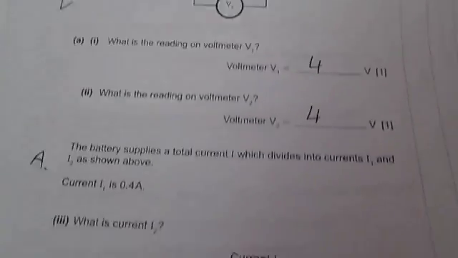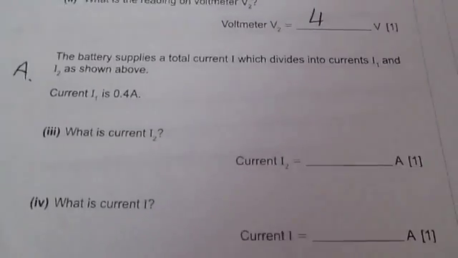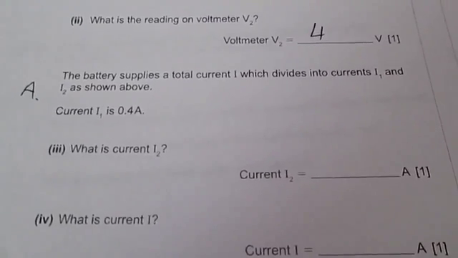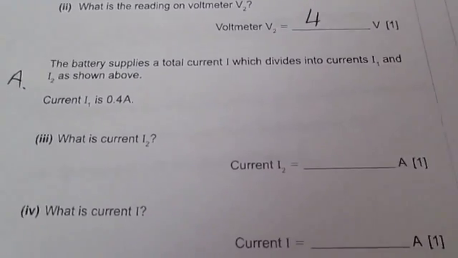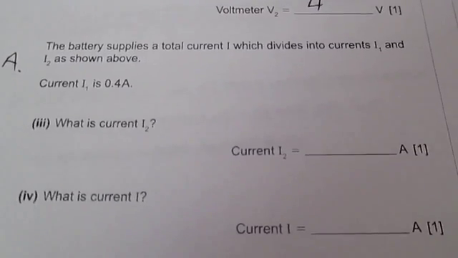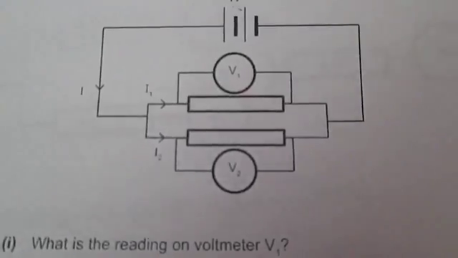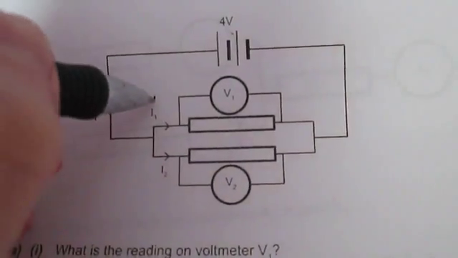Okay, in parallel. So in a battery, the battery supplies a total current of I, which divides into currents I1 and I2 as shown above. Current I1 is 0.4. What is I2? So looking at this, it's told us this here is 0.4.